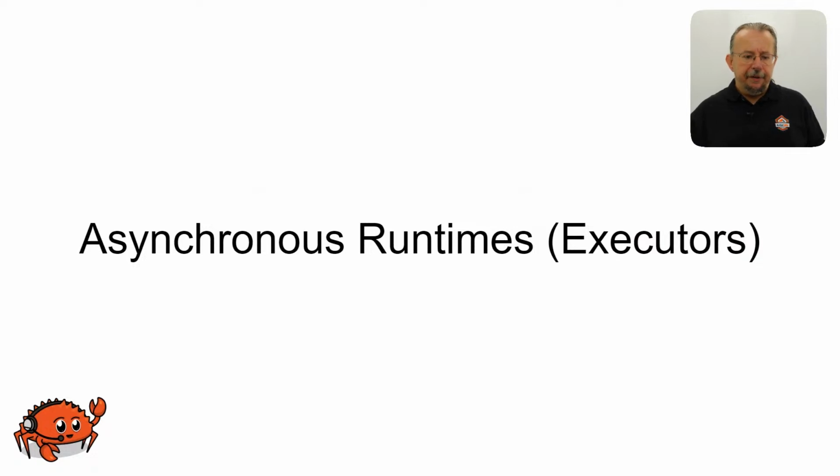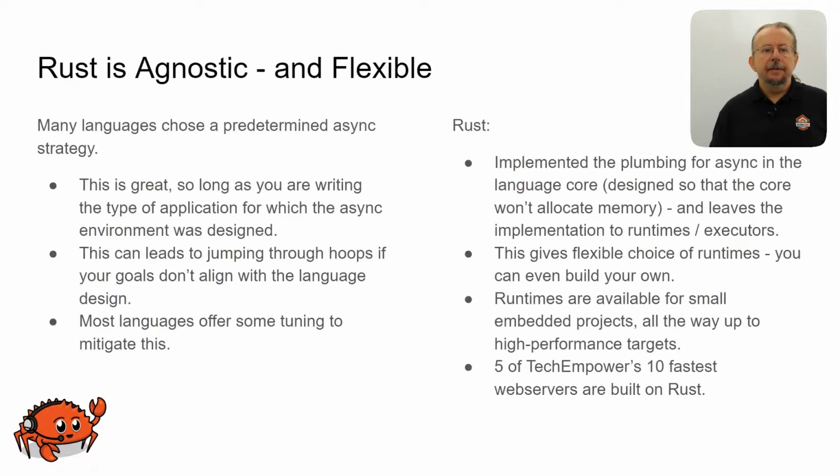All right, so let's talk a little bit about runtimes and executors. You know the basic theory of what is async. So let's have a look at how it works with Rust. So with a lot of languages, the async strategy is baked in. This is great as long as what you're writing matches roughly what the language envisaged. So most of the time, when you're creating a program that checks a bunch of databases, tries to keep a high-performance web server fed, then that's the set of choices the language made.